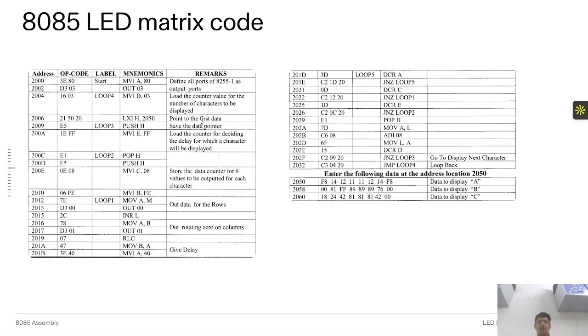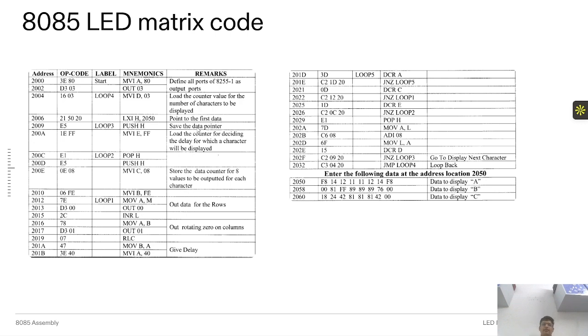First we point to the first data at address 2006, then save that value to the data pointer. After that, we load the counter for deciding the delay. As I told you, row scanning is there, but in row scanning there is a slight delay, and that is the thing for which a character will be displayed. We store the counter for 8 values to be outputted for each character. So for a row there will be 8 values for each character.